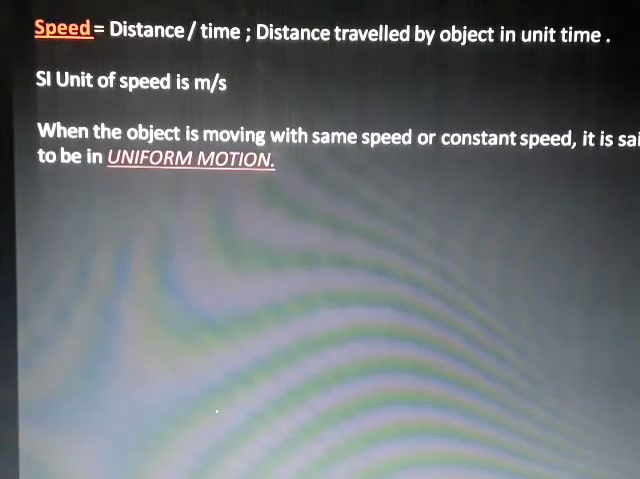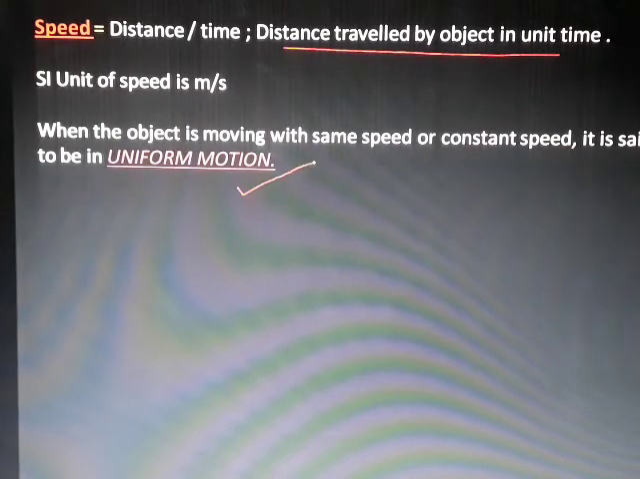Basic definition of speed you already know. It is distance traveled by an object in unit time. In formula it is nothing but distance divided by time. So if I write the SI unit, it is meter per second. For distance it is meter, for time it is second. Now if an object is moving with the same speed or constant speed throughout, then it is said to be in uniform motion. So uniform motion means speed is not changing at all.